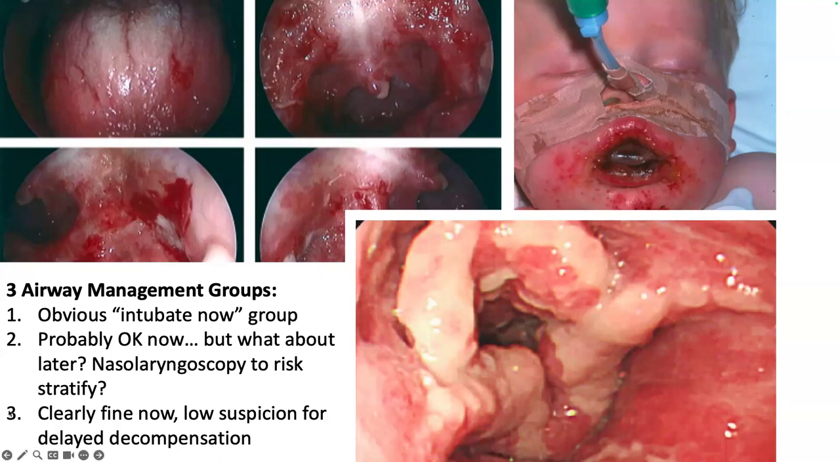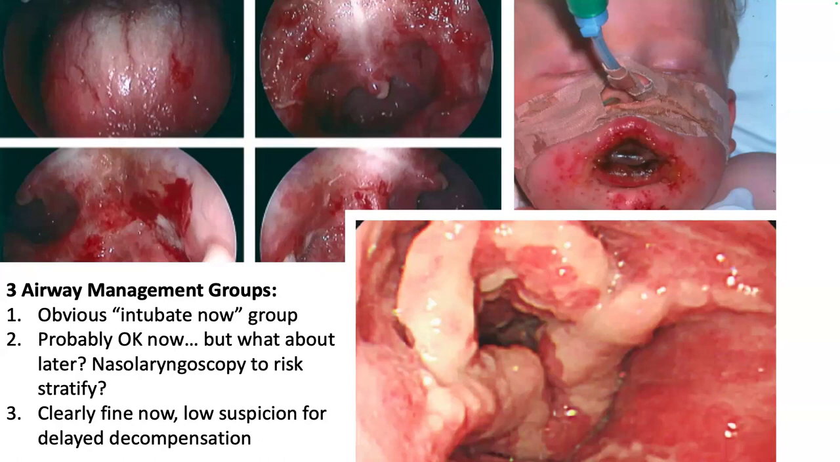I think the trickiest group is the group in the middle. So they're not obviously the intubate now group, and they're not obviously the they will be okay now and they will be okay later group. But group two, you think they're probably okay now. They might come in complaining of a little bit of a sore throat after a caustic ingestion. Their voice might be a little hoarse. Maybe they have a little bit of a burn in the back of their throat, but they're not in extremis.